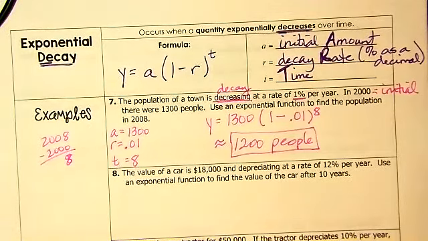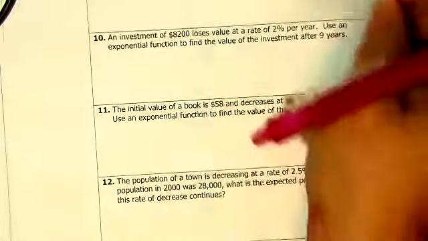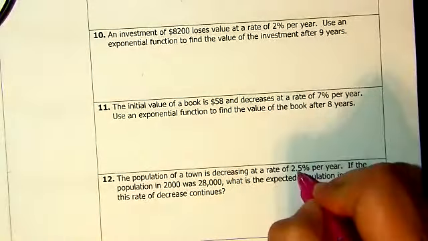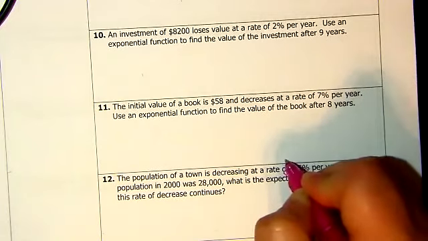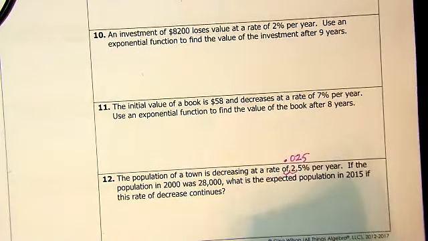Okay. Now, hopping down, I'm going to talk about number 12 just a little bit. I want you to pay attention to the percent here. Remember, you have to move the decimal twice. So this is going to be 0.025, not just 0.25. That's a common mistake that can happen, so be careful with that.